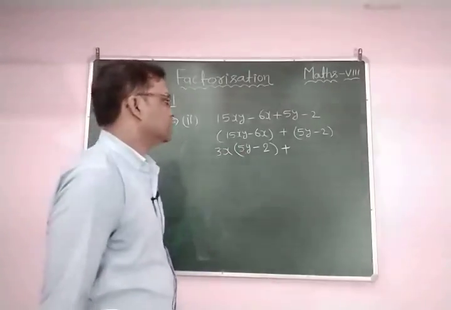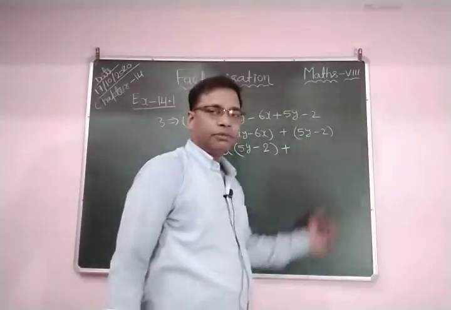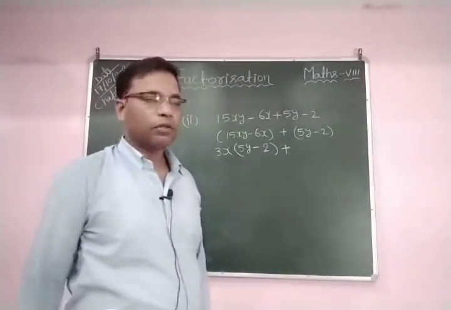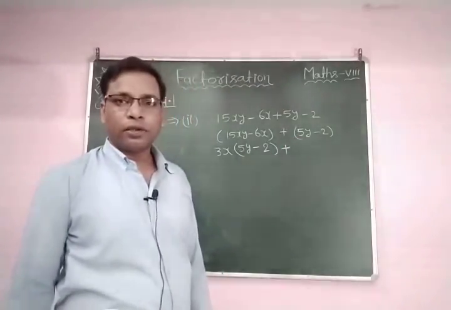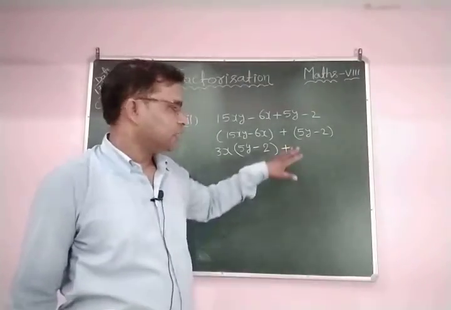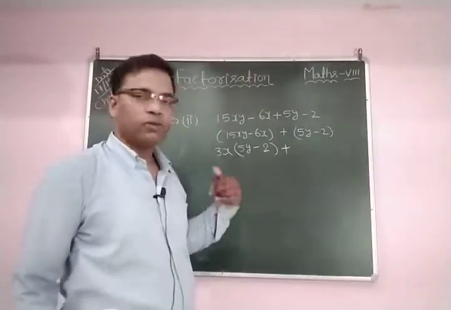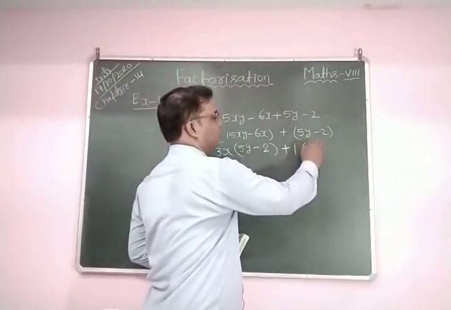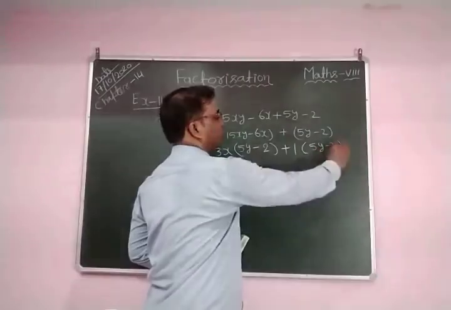Now in the second bracket, what is common? This is 5y and minus 2. You observe that there is nothing common, so we suppose 1 is common. You take common 1 between them, so you write 1 and 5y minus 2. This is clear.